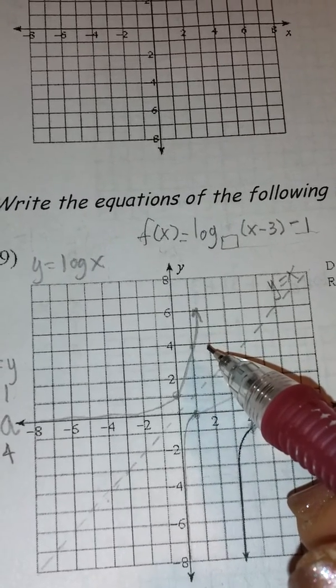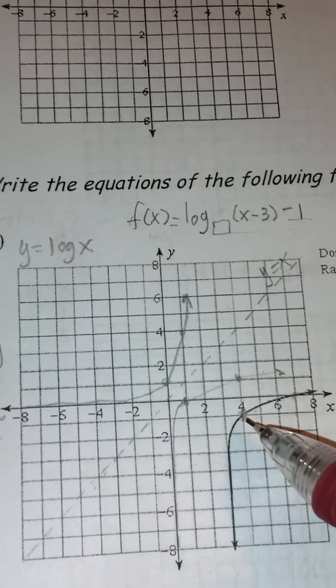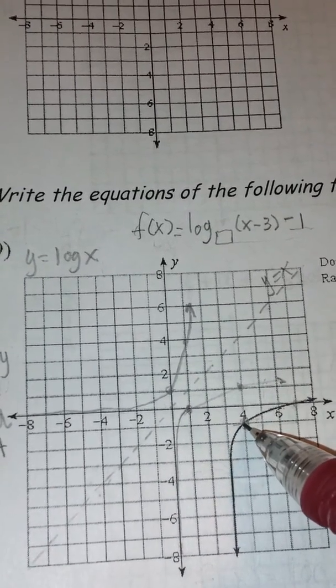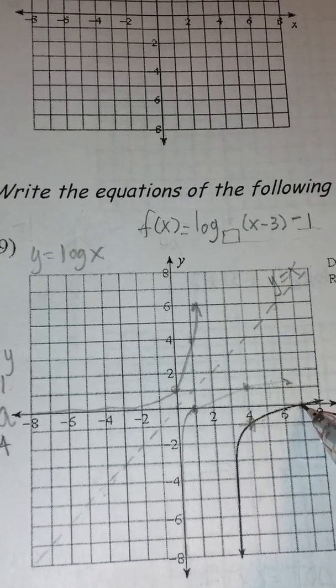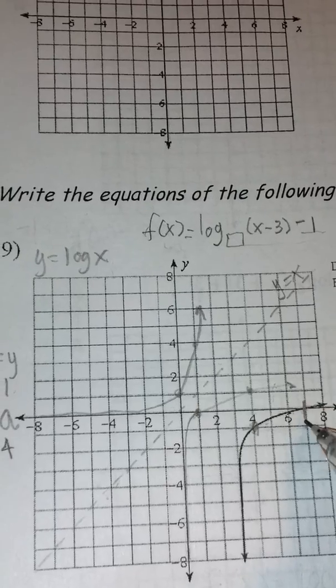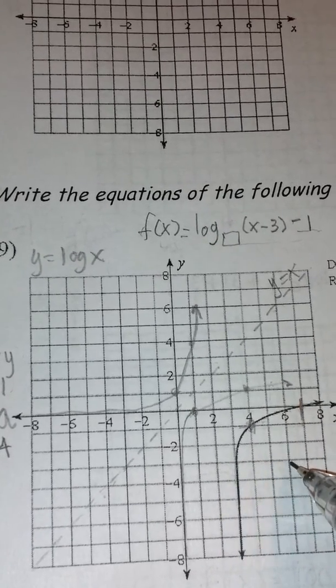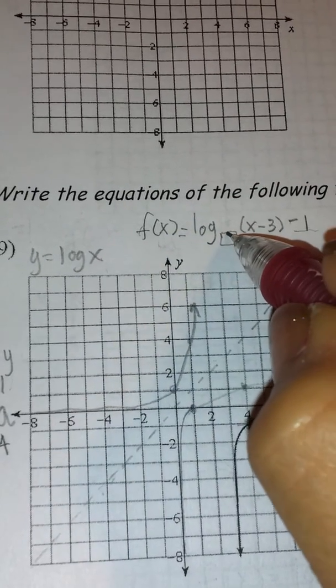How do you use this information without having to go through all this work? Well, take a look at that graph. This is the (1, 0). Go up 1 and look at how far it's gone right here compared to the vertical asymptote: 1, 2, 3, 4. Then that's going to be our base right there.